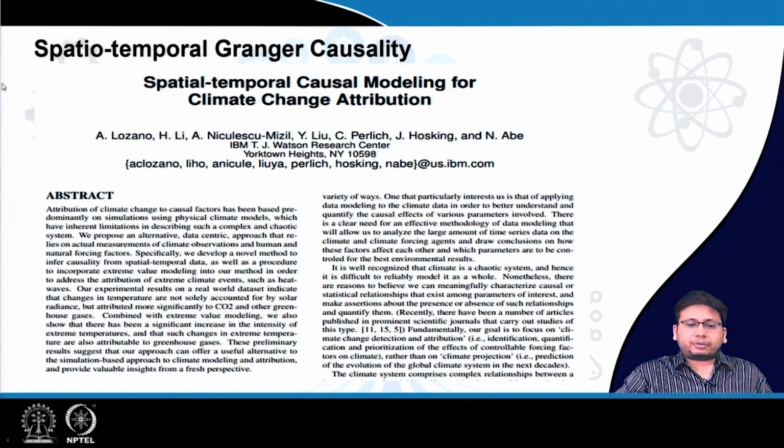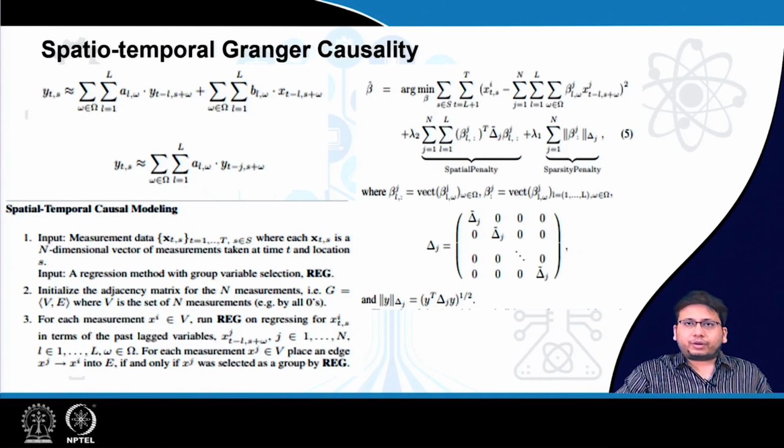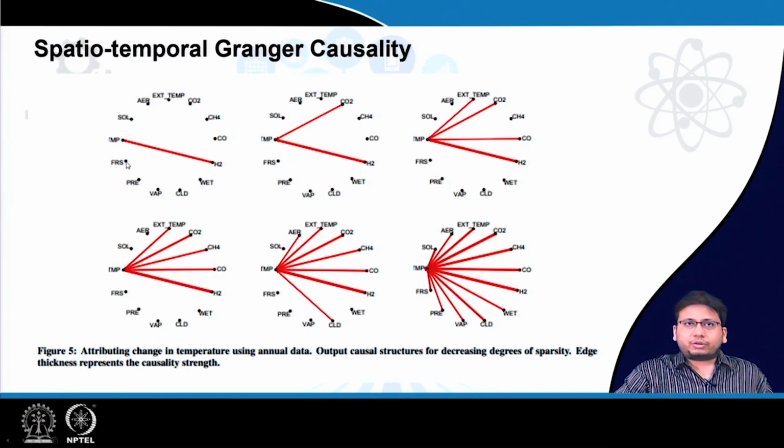And then here is another paper. This is also based on Granger causality, but here the aim is slightly different. Here the aim is to carry out spatiotemporal causal modeling for climate change attribution. Unlike the previous works where we talked about the network, here again we have a graph, but the nodes stand for the different variables, not locations but variables, and we try to come up with a network structure where there is a particular variable of interest which we call TMP, the temperature.